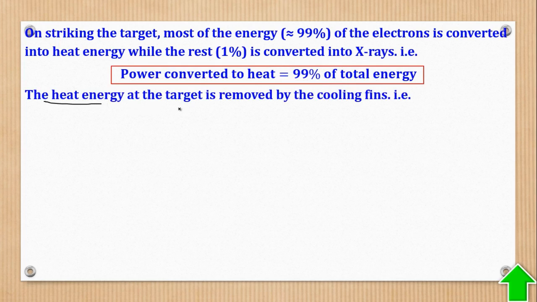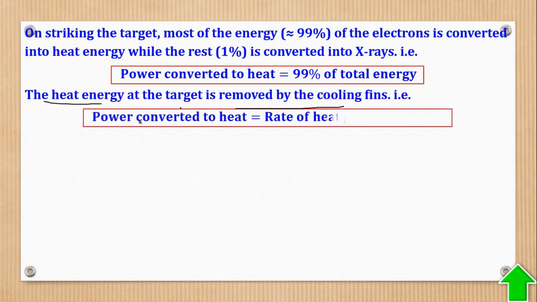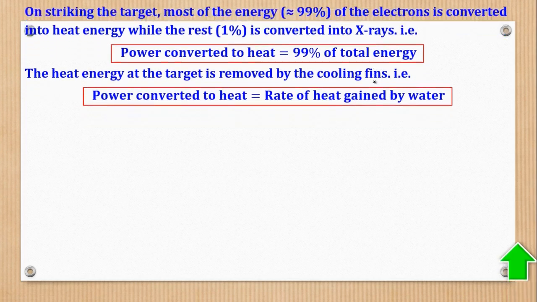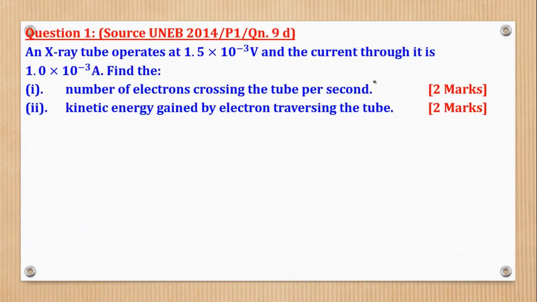The heat energy at the target is removed by the cooling fins. What does that mean? It means that power converted to heat will be equal to the rate of heat gained by water. Usually they use water as a coolant. So with that, we can start our calculations with that brief introduction.